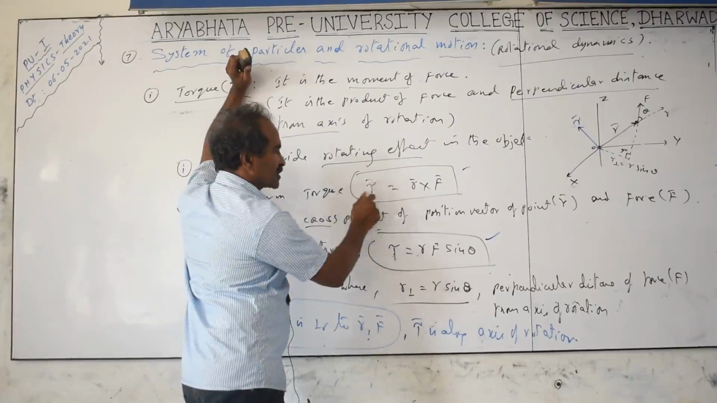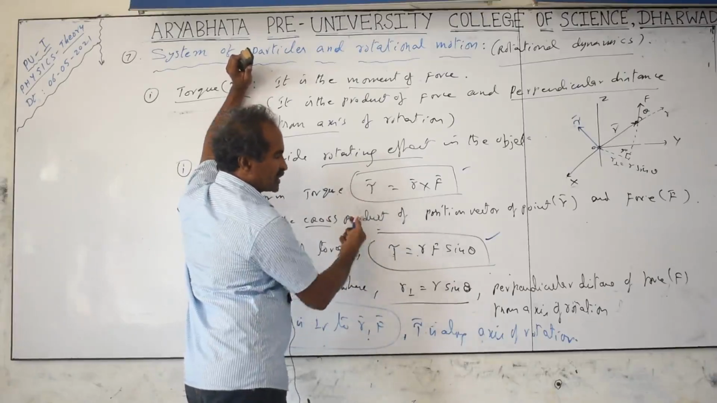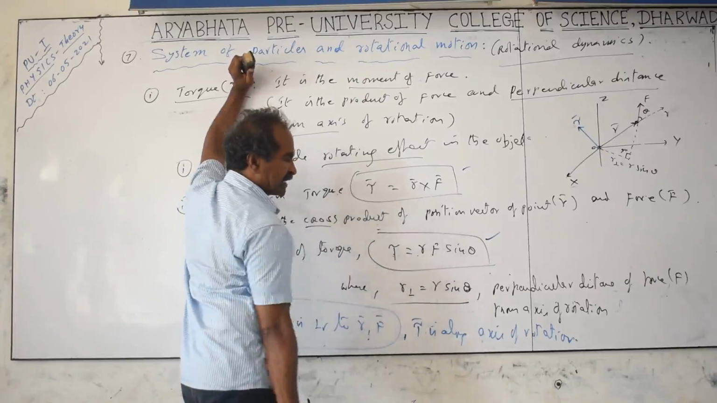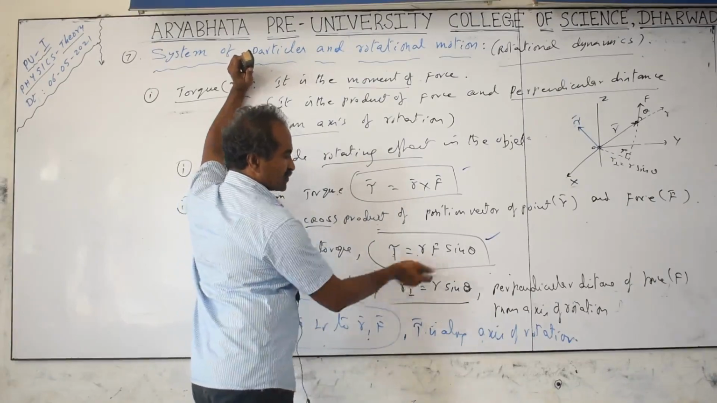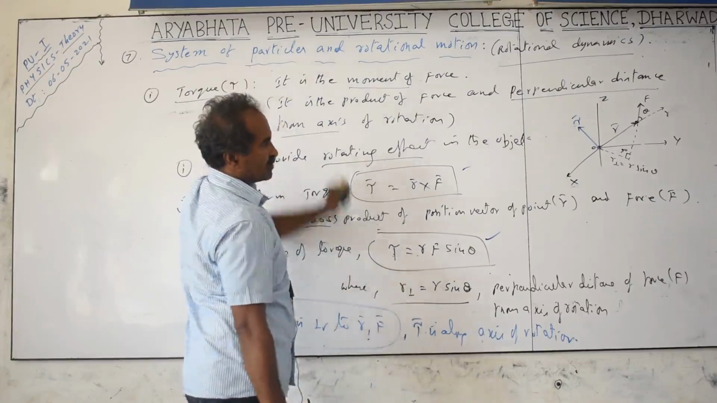What is the function of torque? It is rotation. And how can you increase the torque, to rotate objects more easily? To increase the torque, what can we do? Theta can be made 90 degrees, so sin theta is 1. Another is to increase the force. For a given force, you can increase the R value. The greater the distance from the axis of rotation, the greater the torque.